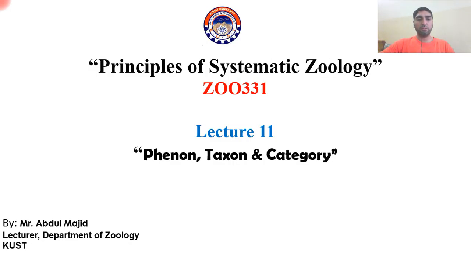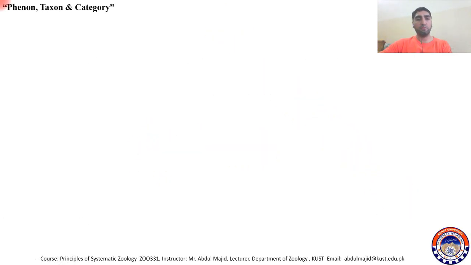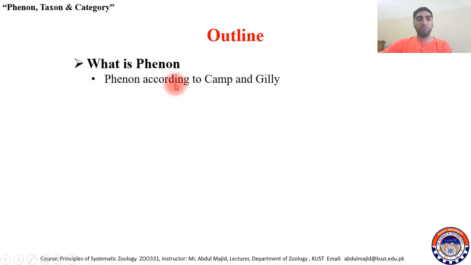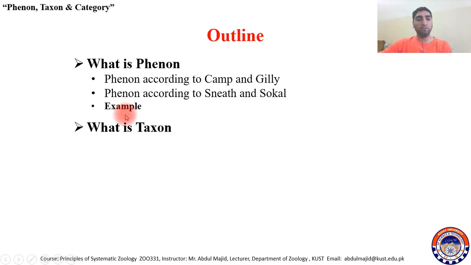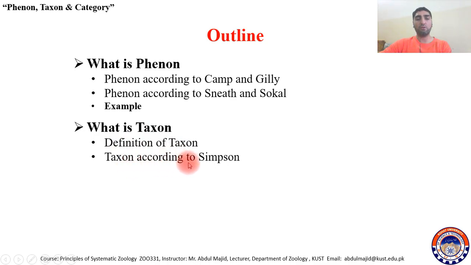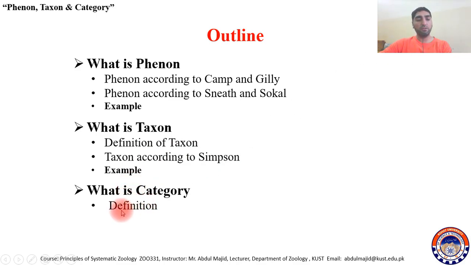In lecture number 11, we will discuss phenon, taxon, and category. First of all, the lecture outline. Today we will discuss what is phenon, the definition of phenon according to Kemp and Gilly, then phenon according to Sneath and Sokal, then examples of phenon, what is taxon, definition of taxon, then taxon according to Sampson, example, then we will discuss what is category, and then the definition of category, or what are basic categories, and then again an example.